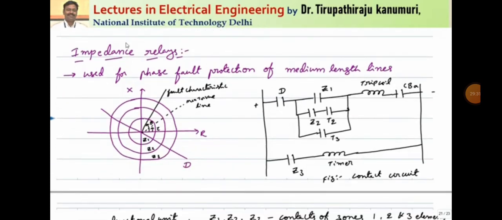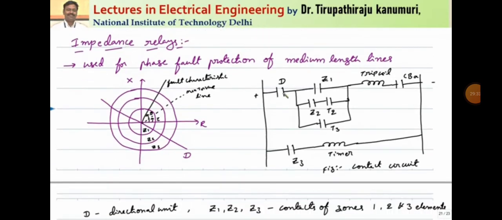So let us see the impedance relays, how this will be connected. Here you can observe this D indicates the directional element, because the impedance relay doesn't have the directional property. This directional property is introduced by connecting a directional relay D. Only if this directional relay operates will your relay circuit operate. Otherwise, your relay circuit will not operate.